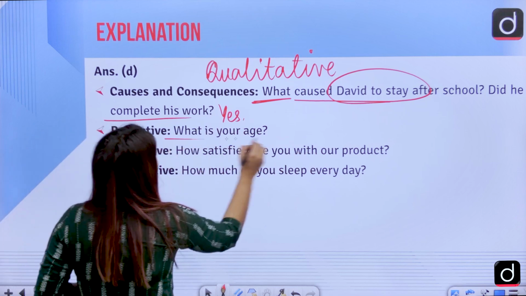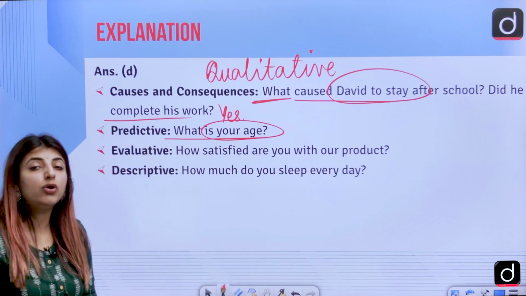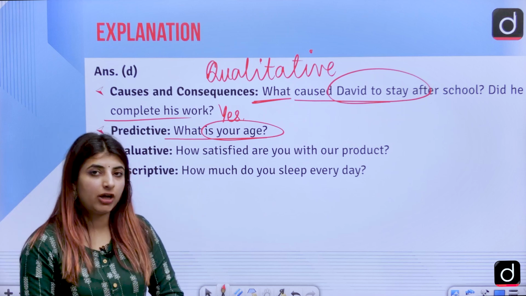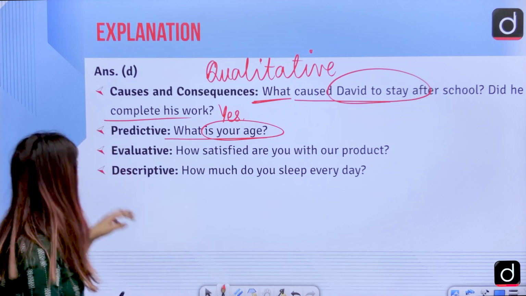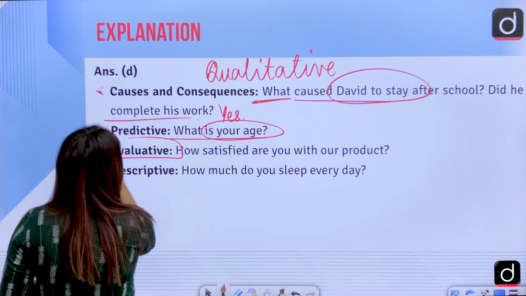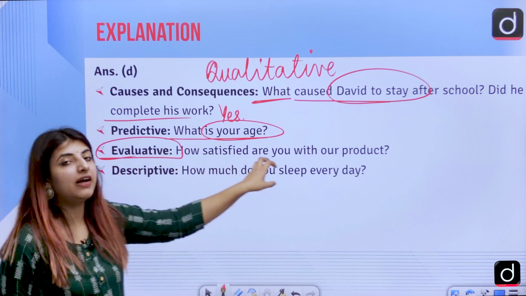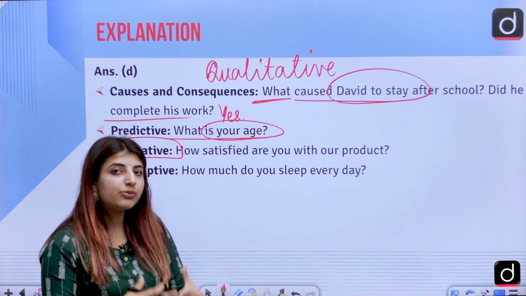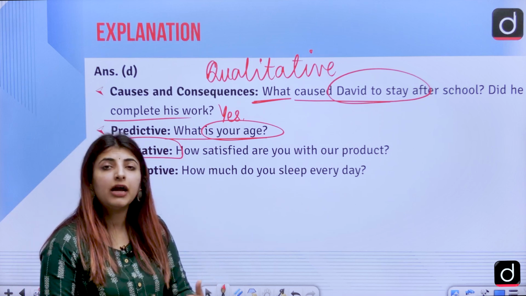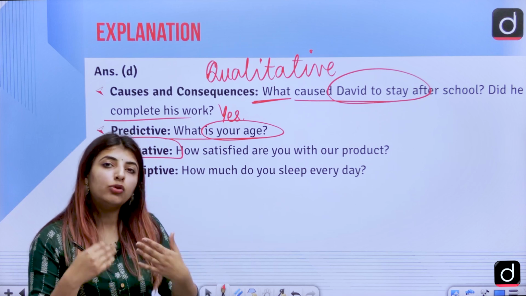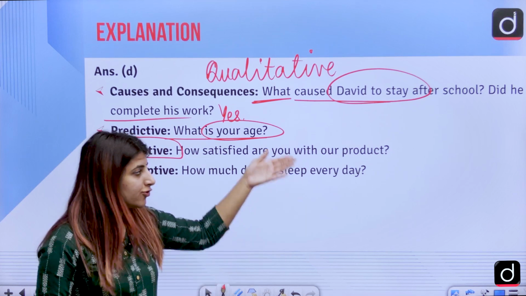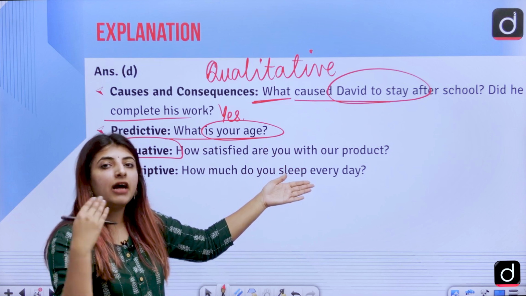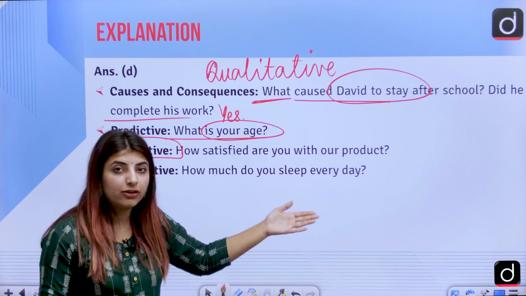Predictive. What is your age? Right? So qualitative question, what is your age? How old are you? Right? Evaluative. Evaluation is being done. How satisfied are you with our product? A new pair of shoes has been launched in the market. How comfortable do you find those very shoes? Right? So how comfortable you find them, and can you explain why you like those shoes?